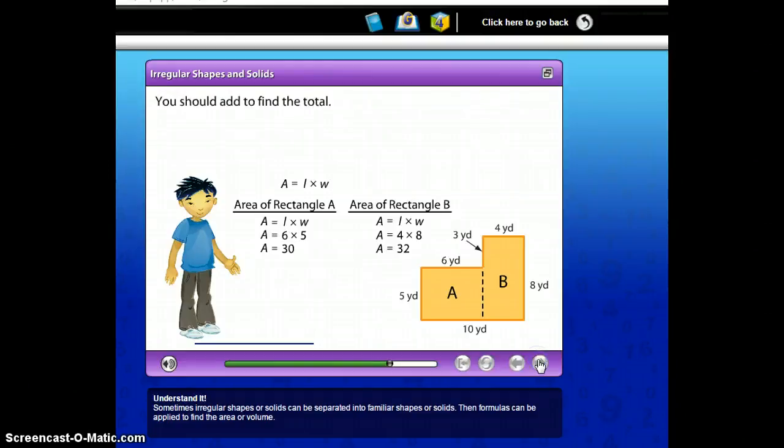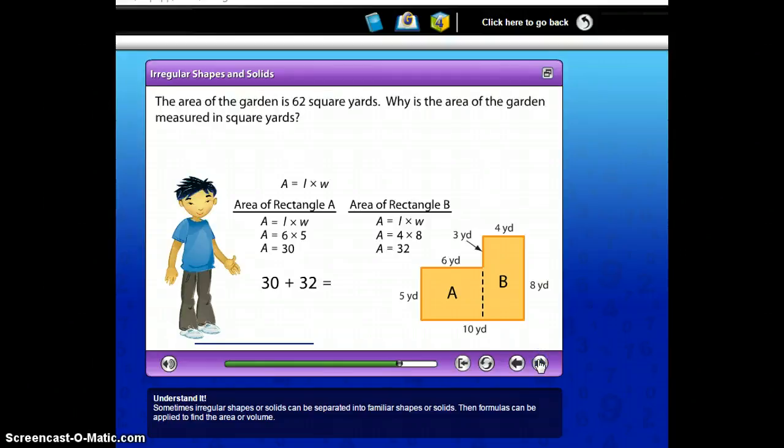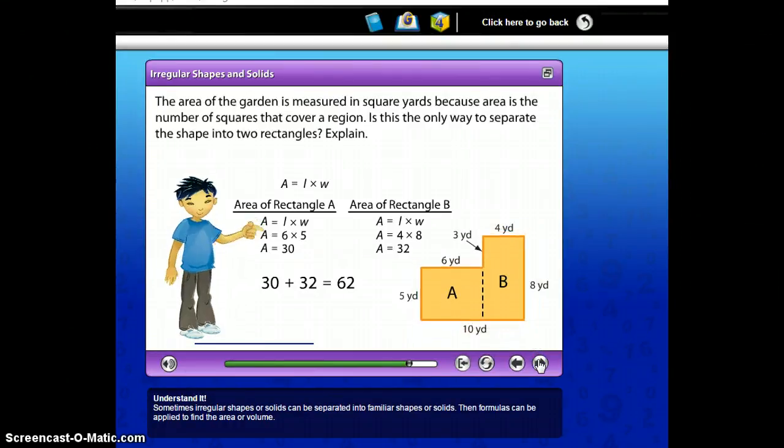Now we add them up. You should add to find the total. 62. The area of the garden is 62 square yards. Why is the area of the garden measured in square yards? The area of the garden is measured in square yards because area is the number of squares that cover a region. Is this the only way to separate the shape into two rectangles?